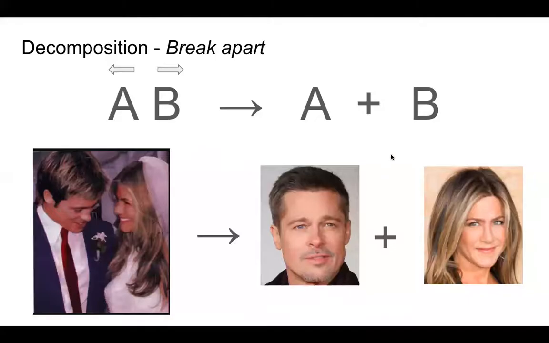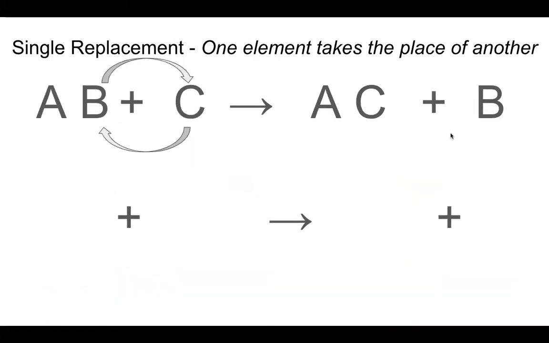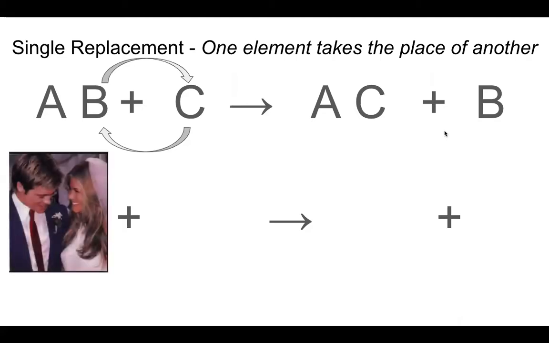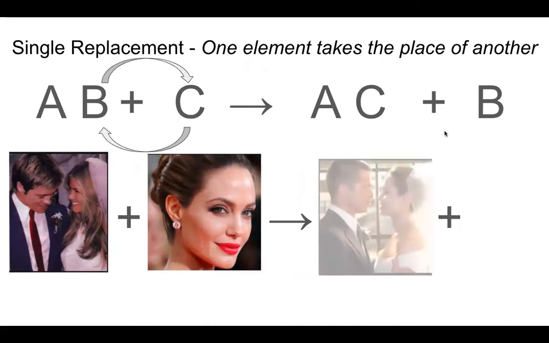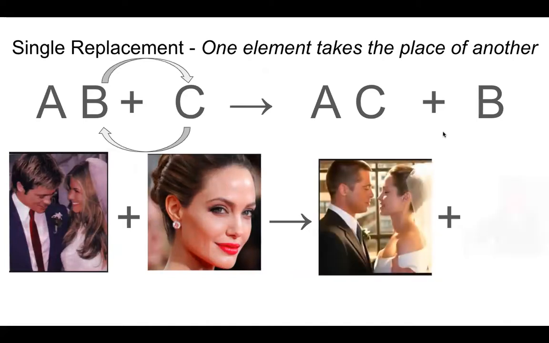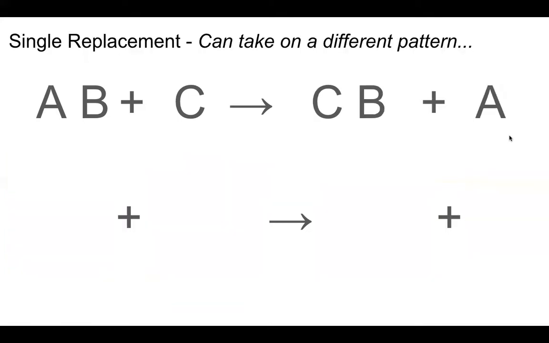Our next type of reaction was a single replacement reaction. Again, synthesis and decomposition, of course, were just the reverse of one another. But in a single replacement reaction, we have a third element in the equation. We got a compound and an individual element. Enter Angelina Jolie as she replaced poor Jennifer Aniston in the process and left Jen off on her own. So one element was replaced, a single replacement reaction.